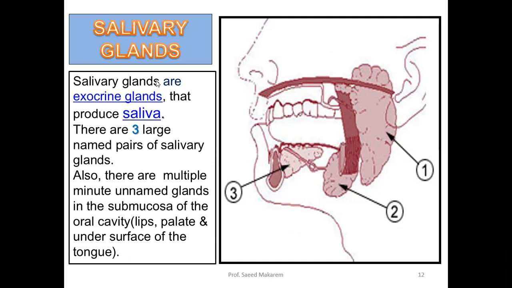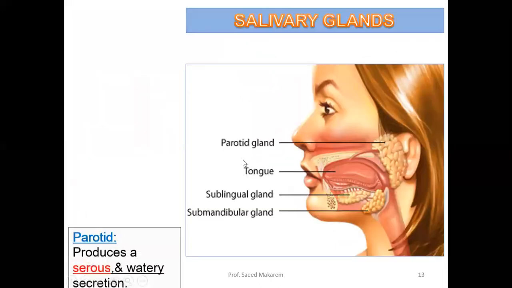They are exocrine glands because they have ducts. Also, there are multiple minute unnamed glands in the submucosa of the oral cavity, lips, palate, and undersurface of the tongue. Because these are very minute, we will not discuss them, but there are small glands also. They are unnamed, but you should know these three important glands, which are called the salivary glands.